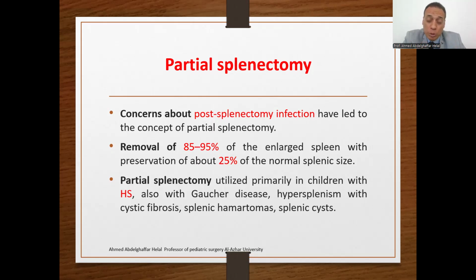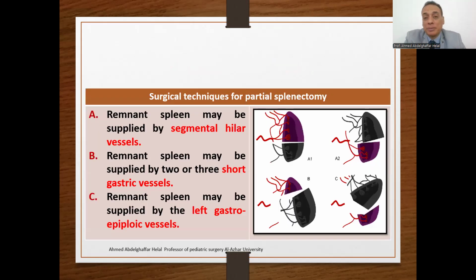So now, how to perform the partial splenectomy? Surgical technique: you should leave a remnant, or part of the spleen, with a blood supply to avoid ischemia or infarction of this part.